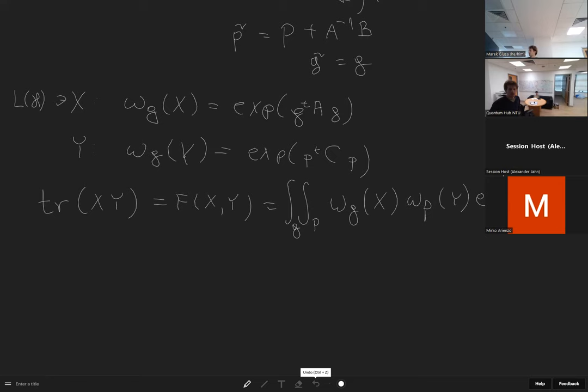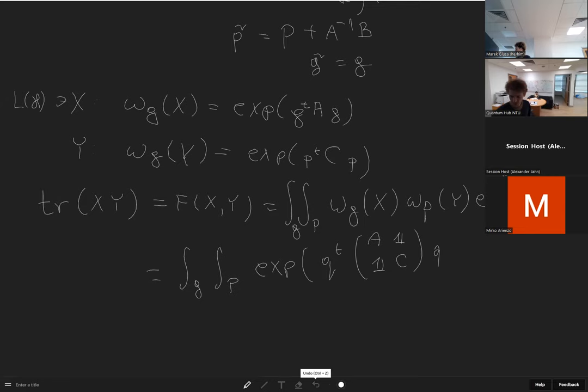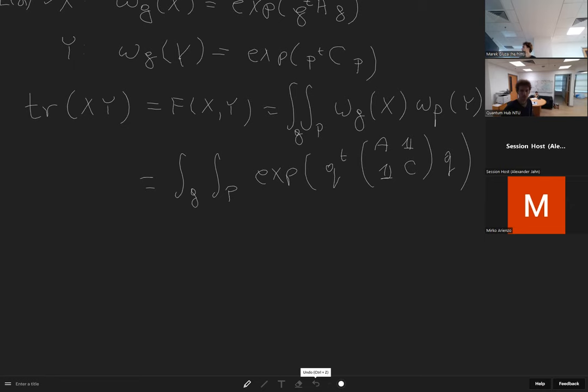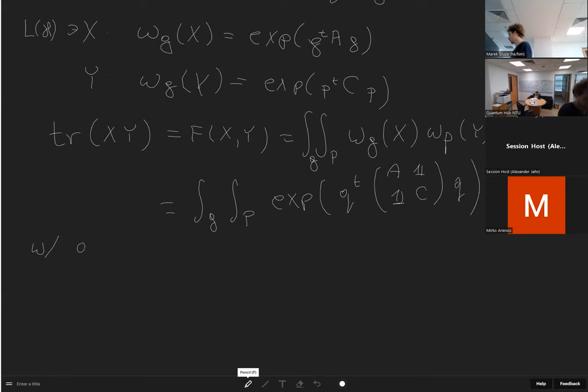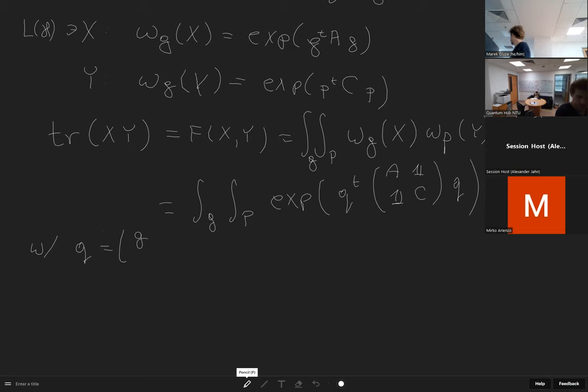So what this would be giving me is an integral over G, an integral over P of X. Then I'm collecting P and G together. So I will write Q. And now we need to write the correct matrix. So X goes to Y. And here we will have identity. And then we need some factors 1/2. So actually I will need to swap how to do it the fastest way. So with Q being G and P.